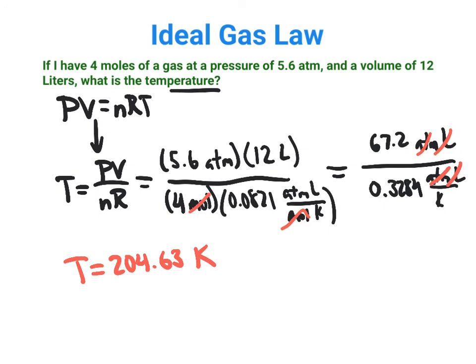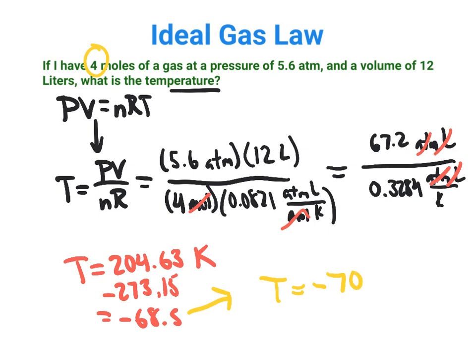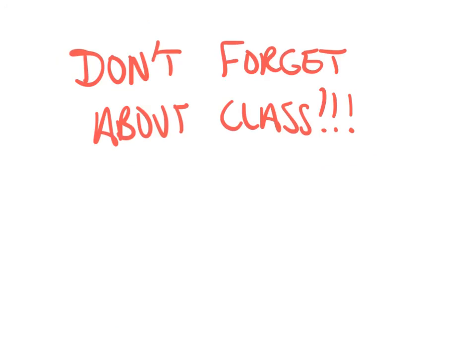But that's in Kelvin. And we don't want it in Kelvin, so to convert to Celsius, we're going to subtract 273.15. When I do that, I get a temperature of negative 68.5. But then I need to check my problem, and if I check my problem, I have one sig fig here. So in all that, the answer is this gas is at a solid negative 70 degrees Celsius. Nice and chilly.